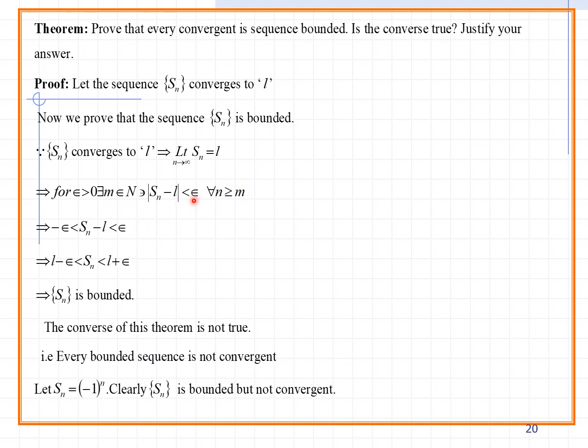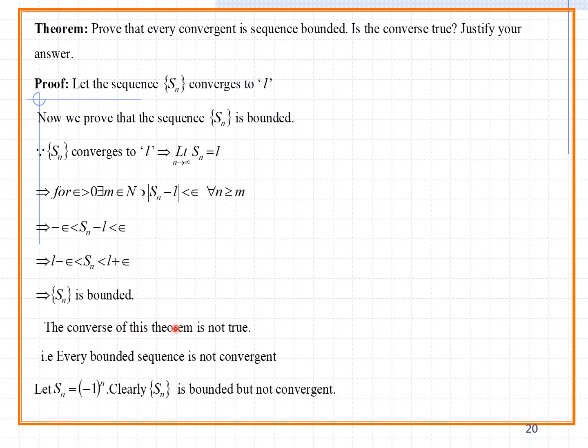Modulus means the negative value too: minus epsilon less than Sn minus L less than epsilon. Here you can apply L, the negative L and positive L cancel, and you get L minus epsilon less than Sn less than L plus epsilon. So L minus epsilon is the lower value and L plus epsilon is the upper value. So Sn lies between the lower and upper bound. So Sn is bounded.